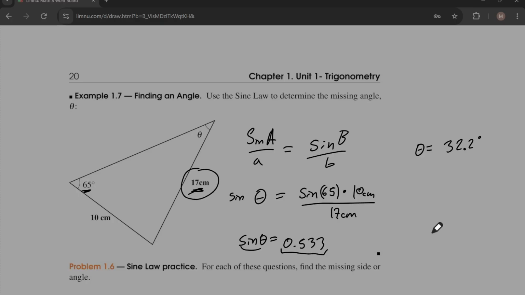Larger side across from 65 degrees means that the angle across from 10 has to be less than 65 degrees. So yeah, 32, that works. And again, I don't care that it's proportional. I just know it has to be less.